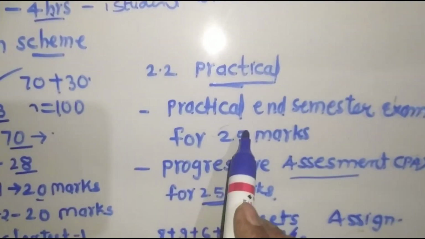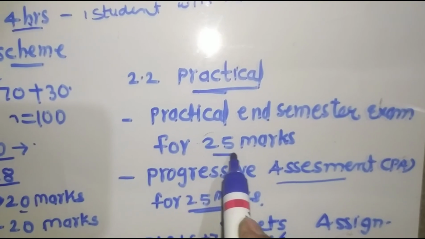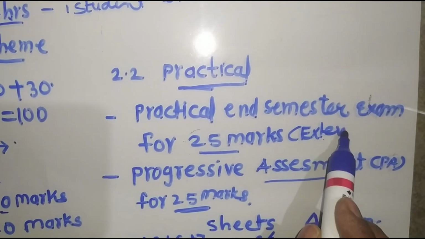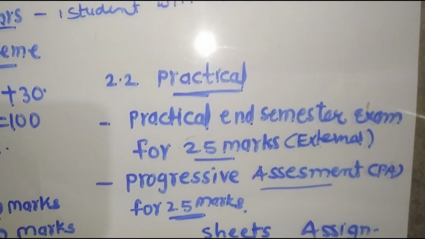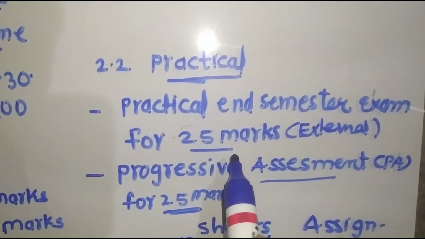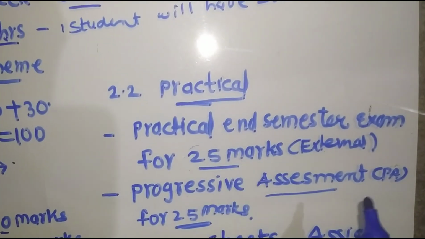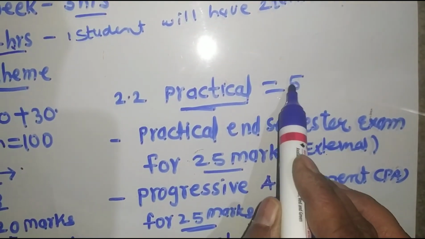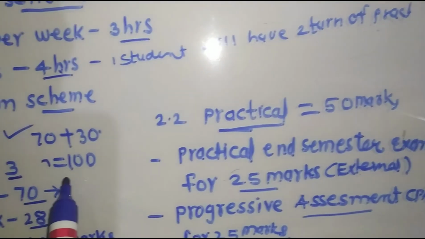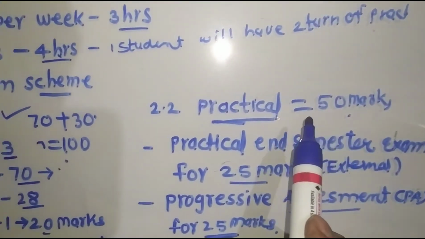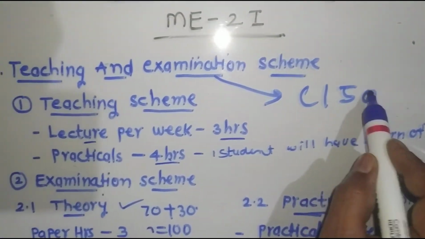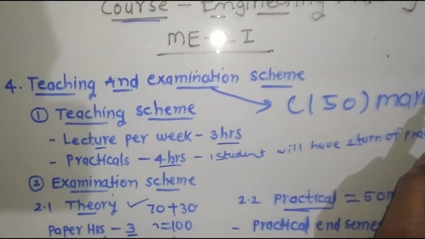And one practical end semester exam will be conducted for all the subjects. That is the external. The external examiner will come and allot the paper to you. He will pick some syllabus and give it to you as a paper. Out of that 25 marks, we have to score, and that mark is added. Means practical is totally for 50 marks. In your board examination mark sheet, this 100 marks plus 50 marks, the total of the teaching and examination scheme, is 150 marks in your board mark sheet.